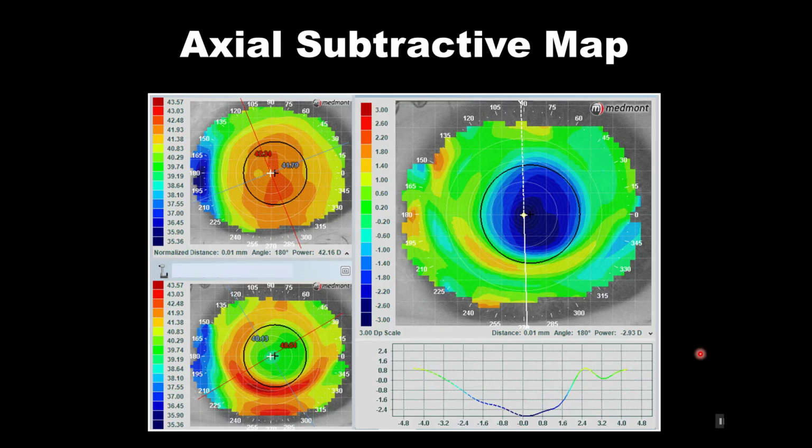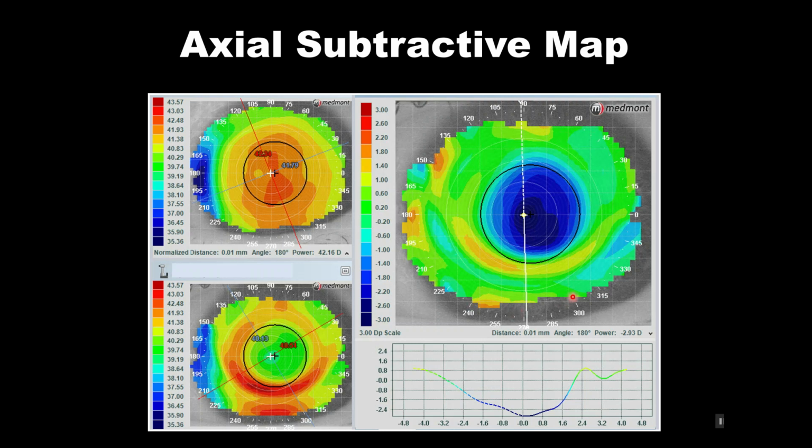Well, let's pull up that subtractive map that we talked about earlier. Let's compare baseline to post-treatment and now use that difference map. So A minus B equals C for each one of the data points that the Medmont was able to measure.